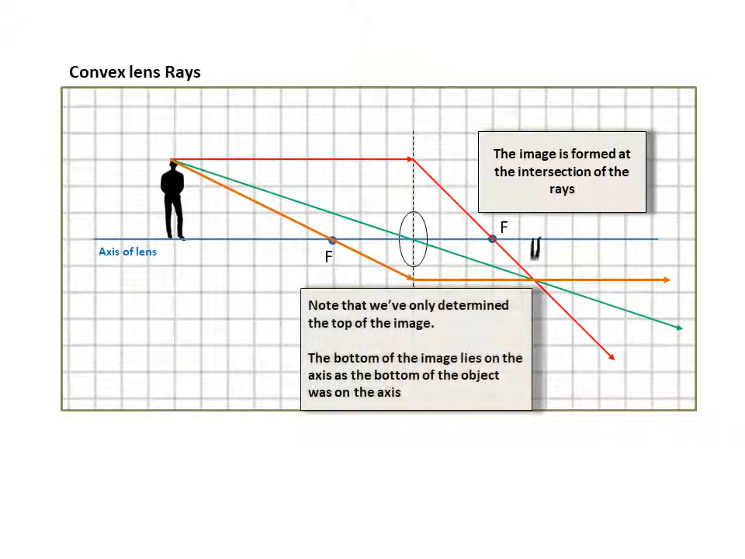If we draw two or more of these rays, we can determine where the image is formed by finding the intersection of the rays. Note that we've only determined the top of the image here, and we know that the bottom of the image lies on the axis, in this case the blue line.